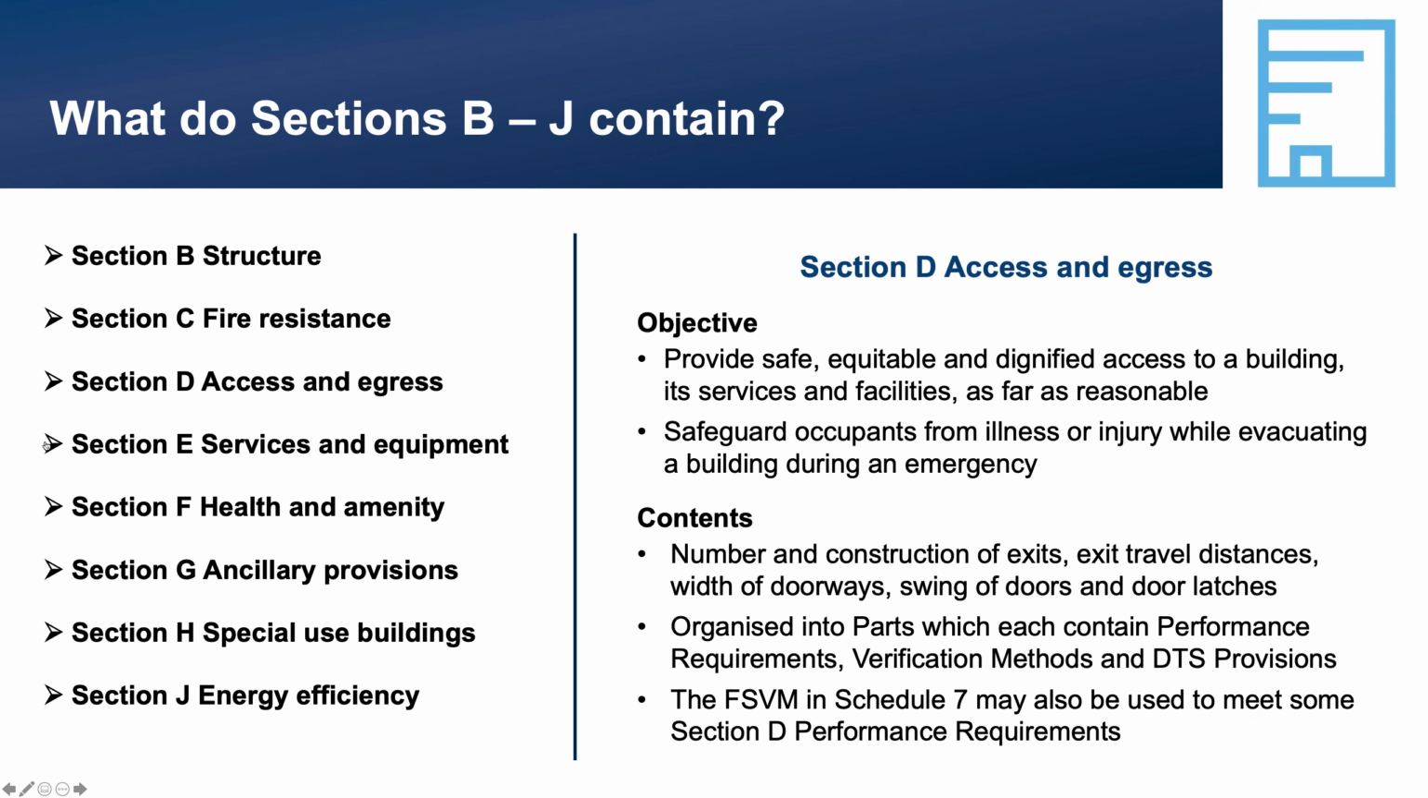Section D also contains requirements for the number of exits, exit travel distances, distance between exits, discharge from exits, fire isolated and non-fire isolated exits and stairs and ramps, construction of exits, stairways and balustrades, handrails, width of doorways, swing of doors and door latches, and methods for determining the number of persons the building will accommodate. Performance requirements, verification methods, and DTS provisions are spread across the different parts.